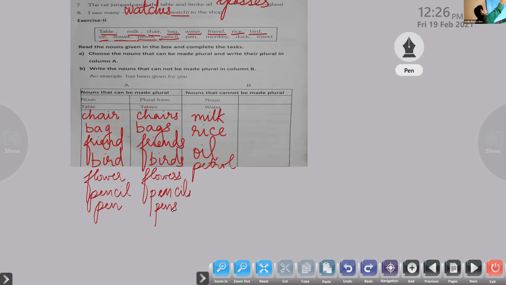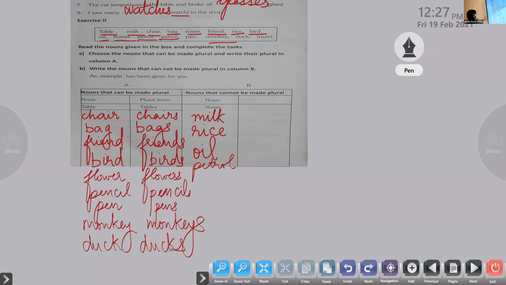And monkey, yes, monkey, it is monkeys. Okay, duck, ducks, and insect, insects. Okay, clear? Have all of you completed it?